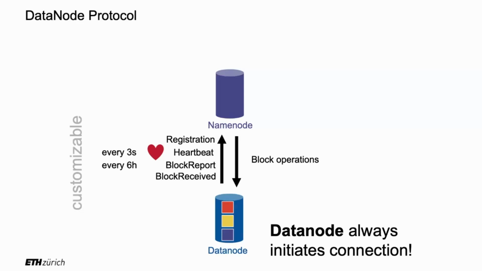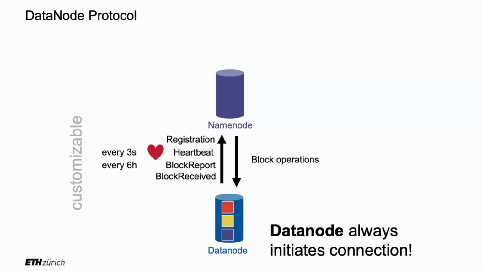And then the fourth thing is block received. So this is after the client has just written a new block. I will show you the animation later. If a new block was written to a data node, the data node confirms that it has received the block. It sends a message to the name node saying, hey, I've just received this new block. And that's it. So these are the things that happen.